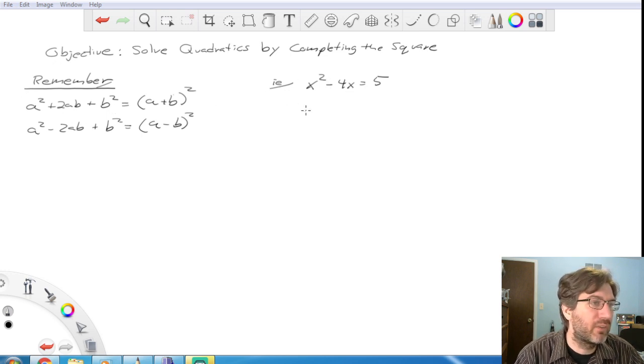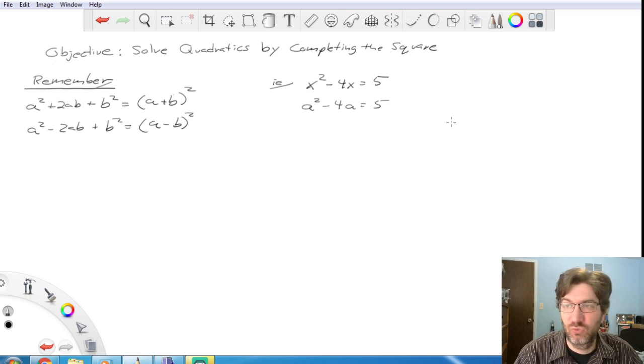I could rewrite this as a squared minus 4a equals 5. So it looks a little closer to this, but a could be x as well. Just looking at it, I'm trying to get this side to look like this. Well, how do I do that?